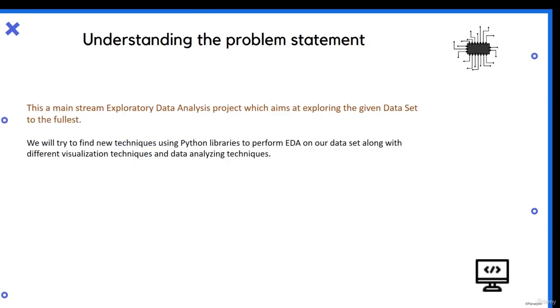Understanding the problem statement, this is a mainstream exploratory data analysis project which aims at exploring the given dataset to the fullest. This is not limited to this FIFA dataset. As we move through the project, we'll find out how we proceed with an unknown dataset, what are the things to do, and what you can do with any other dataset. You just have to follow a certain methodology, a common mindset and a certain set of questions, so that you can explore any dataset, not just this one.